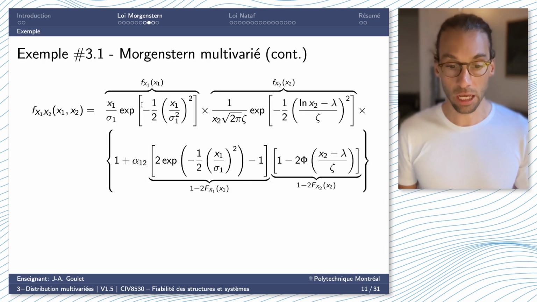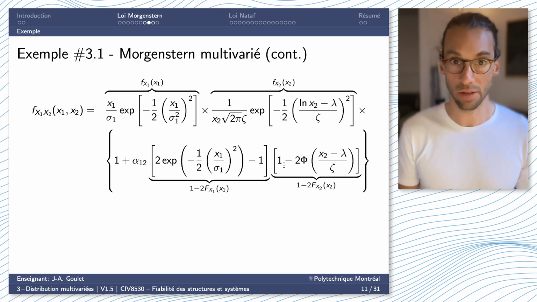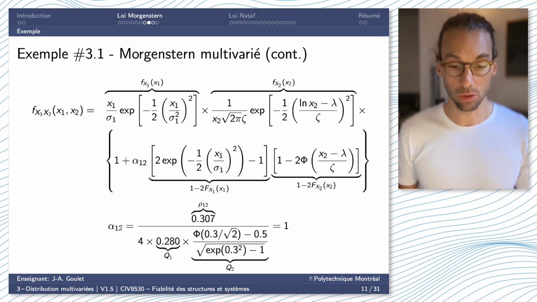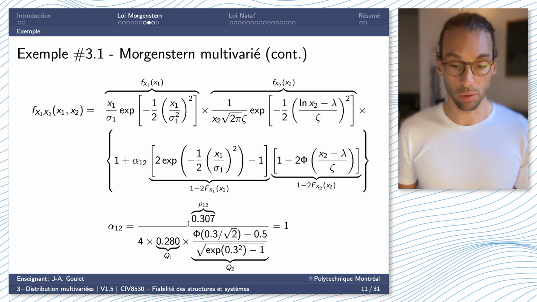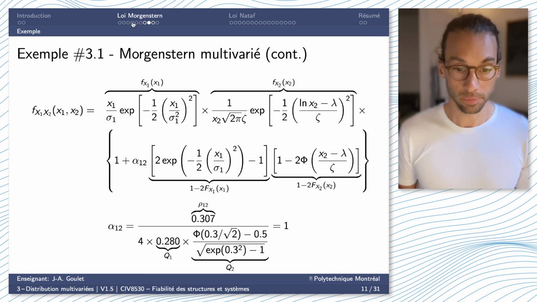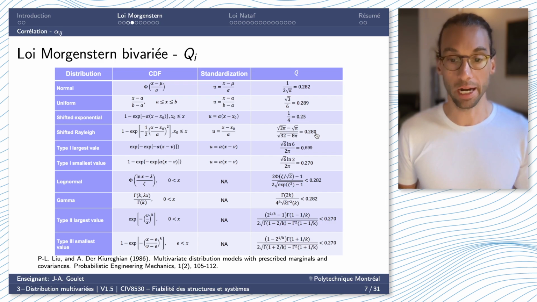So this is my joint distribution from the Morgenstern method: the marginal PDF for x1 times the marginal PDF of x2 times 1 plus alpha 1,2 times (1 minus 2 CDF of x1) times (1 minus 2 CDF of x2). The only thing I need now is to find alpha 1,2. As we said, it is the correlation coefficient, 0.307, divided by 4 q1 times q2, where these q1, q2 are defined according to the distribution we have. If we look here, the q for the Rayleigh distribution is 0.280, so it is fixed.